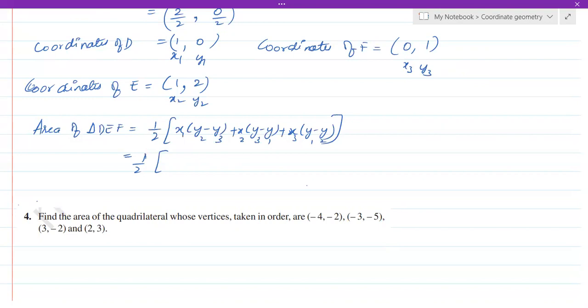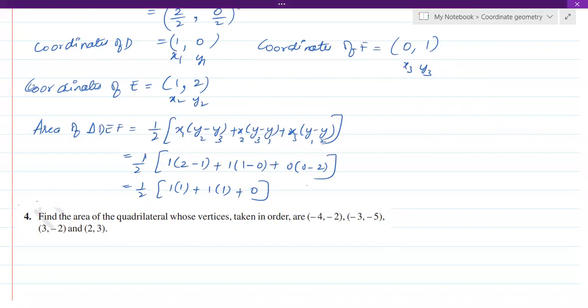Okay. So x1 is 1, y2 is 2, minus y3 is 1, plus x2 is 1, y3 is 1, minus y1 is 0, plus x3 is 0, y1 is 0, minus y2 is 2. So it becomes half, 1 into (2 minus 1 is 1), plus 1 into (1 minus 0 is 1 itself), plus 0 into anything is 0. So you get 1 into 1 is 1. Again, 1 into 1 is 1. So you get half into 2.